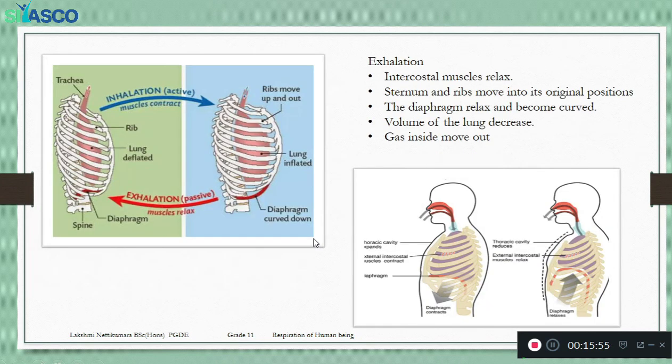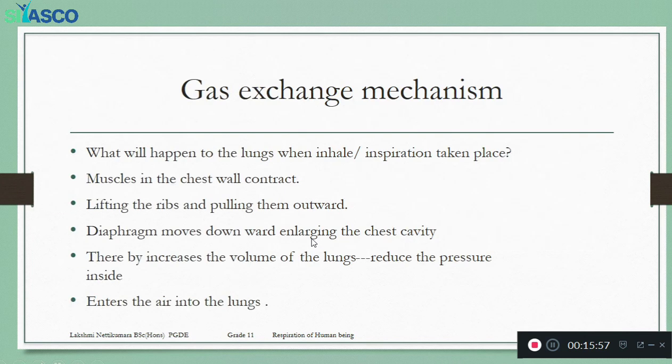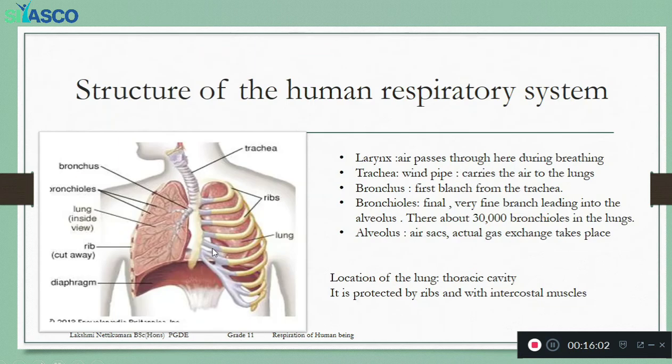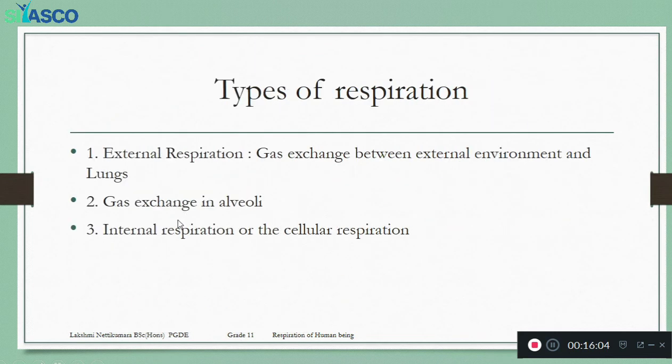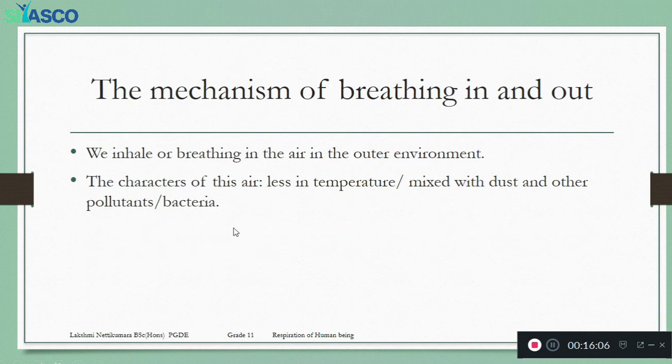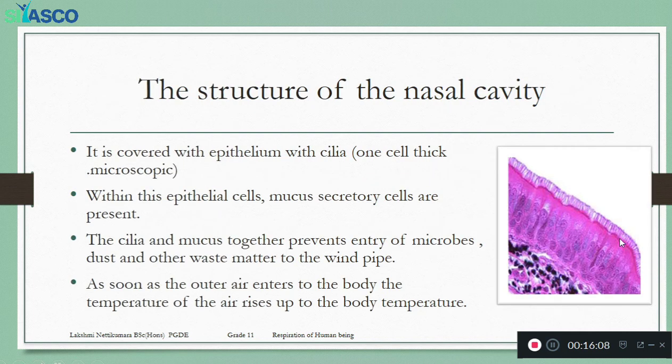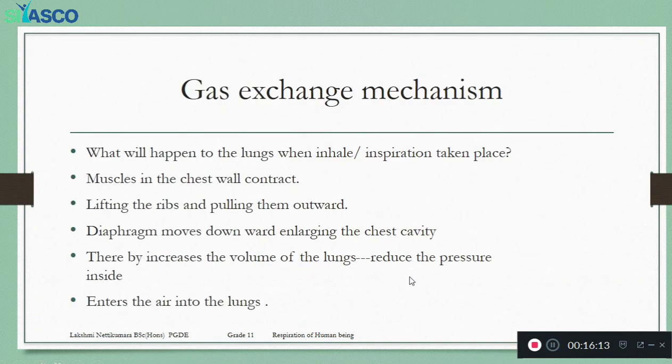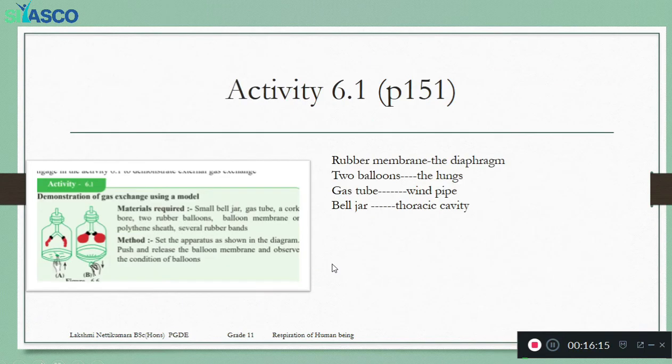Now, as a summary, what you should know in this presentation: the gas exchange mechanism, and how this nasal cavity is adapted to do this process. These are the two major things that you have to pay your attention to.